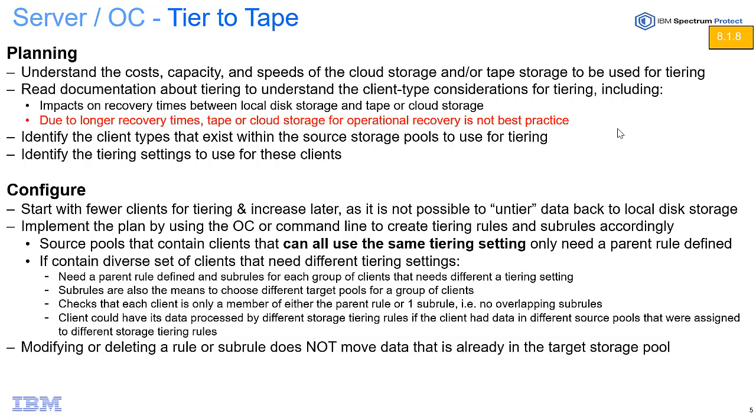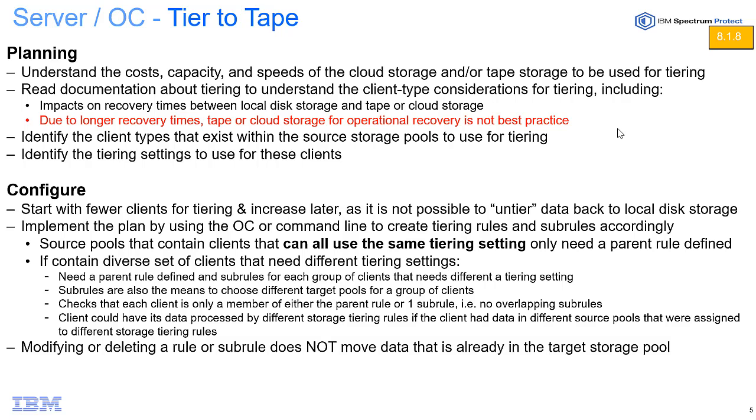We do recommend that you start out small, so start with a few clients and then increase as you get more comfortable with the performance and the requirements for tiering. Remember, once you've moved this data out to either cloud or out to tape, we can't untier it. We can't move it back into a directory container pool. Now you can implement this plan either by using the Operations Center or by command line, and I'll show you both of those. Obviously, Operations Center is a little more intuitive, and we'll walk you through the different wizards.